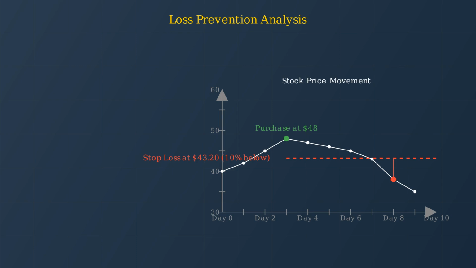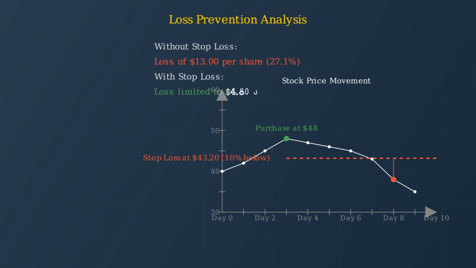Let's compare the outcomes with and without the stop-loss. Without a stop-loss, you would have suffered a loss of $13 per share, or 27.1%. But with the stop-loss in place, your loss was limited to just $4.80 per share, or 10%.